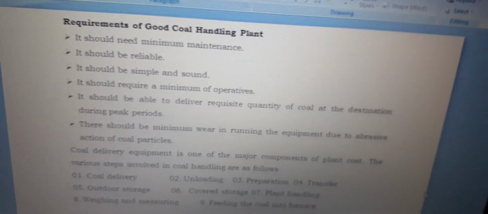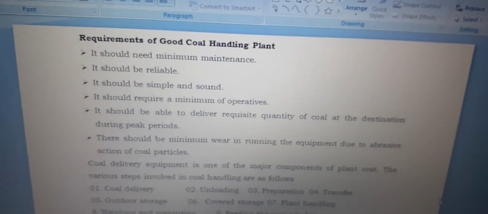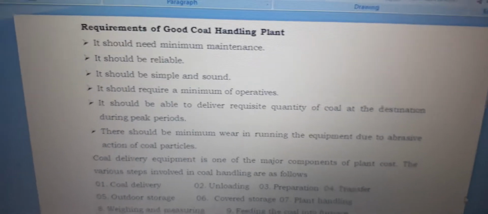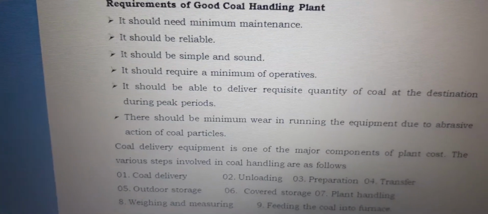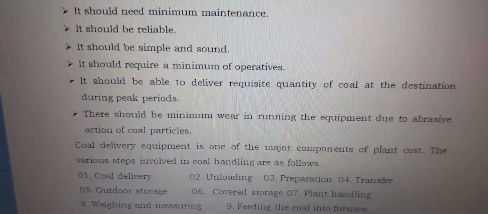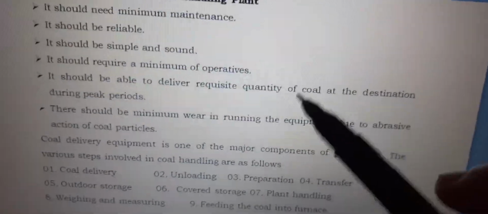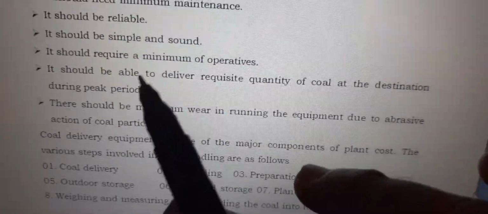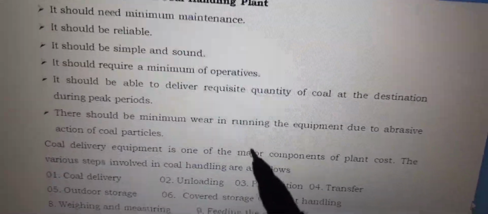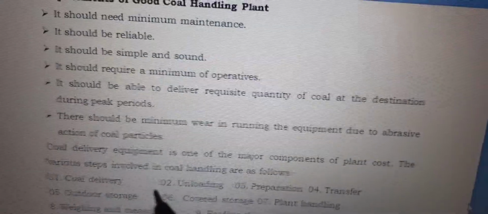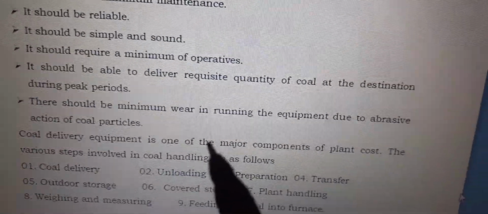Requirements of a good coal handling plant. It should need minimum maintenance. It should be reliable. It should be simple and sound. It should require minimum operatives. It should be able to deliver the required quantity of coal at the destination during peak periods. There should be minimum wear in running the equipment due to abrasion. And the most important thing is that coal delivery equipment is one of the major components of the plant cost.